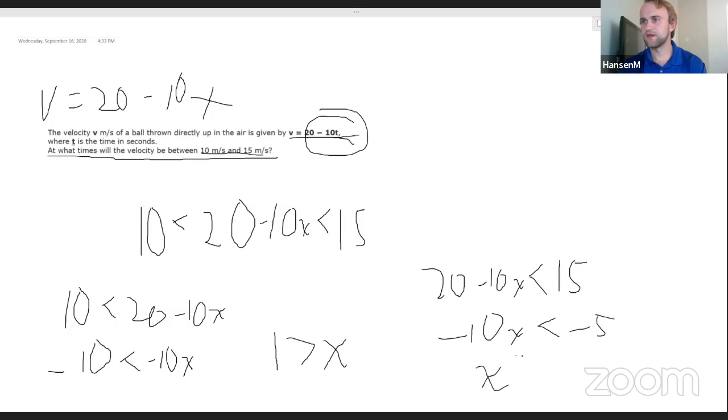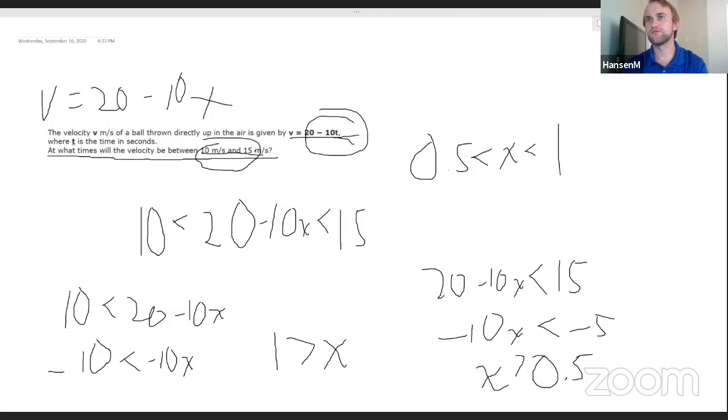And then we flip the sign again. So x is greater than 0.5. So then what we're hoping we're going to see is that 0.5 is less than x, which is less than 1. So that means anytime between half a second and 1 second, the ball is going to be going between 10 meters per second and 15 meters per second.